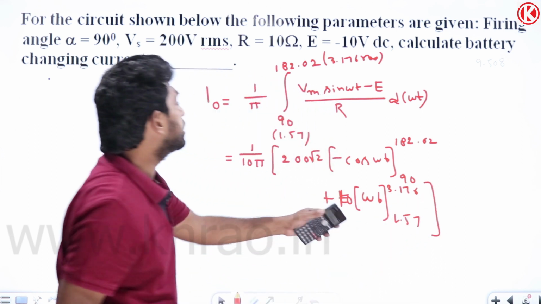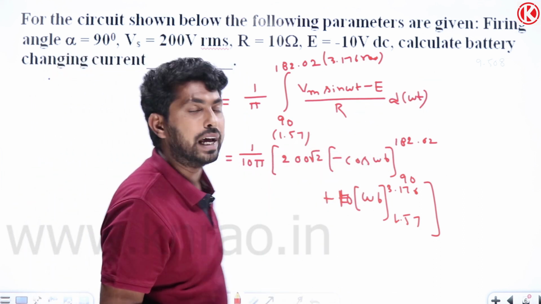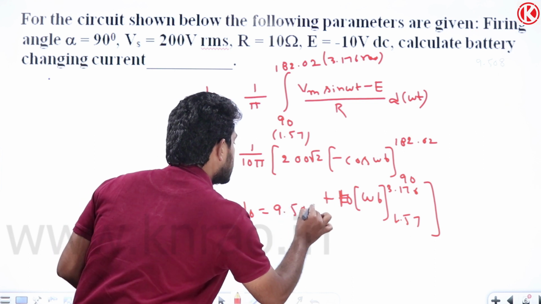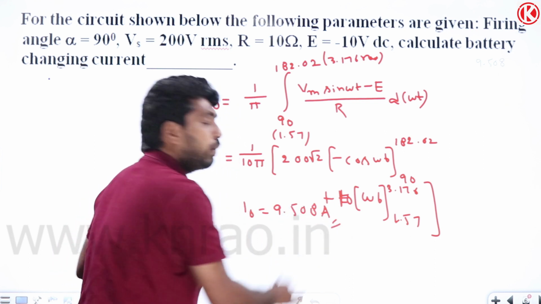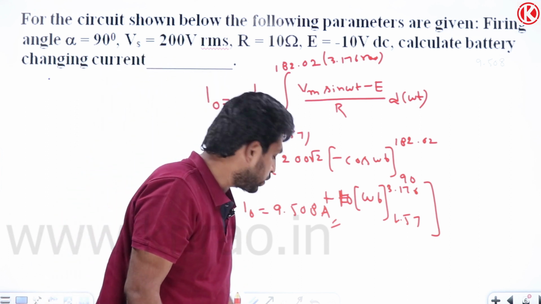3.176. So let me substitute the upper limit and lower limit. After substituting all these values, I will get I naught as 9.508 amperes. Now let us solve the next problem.